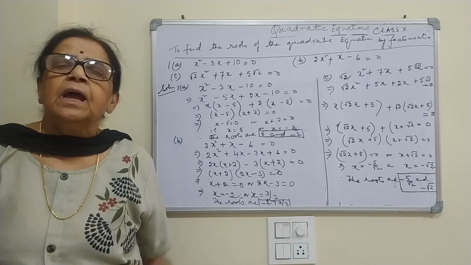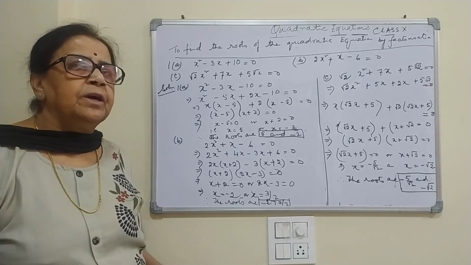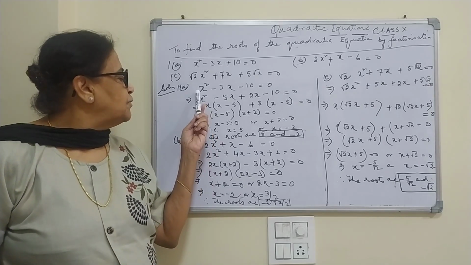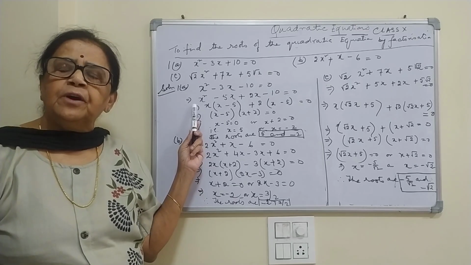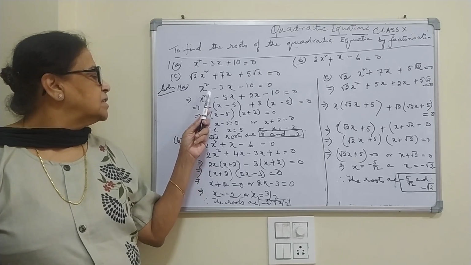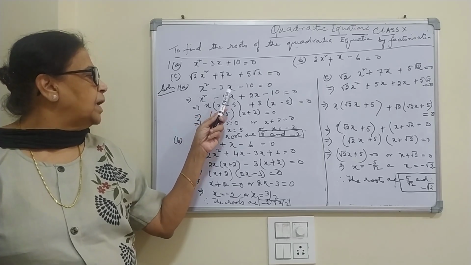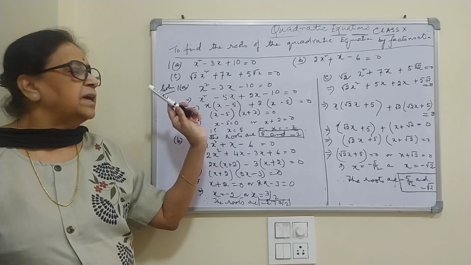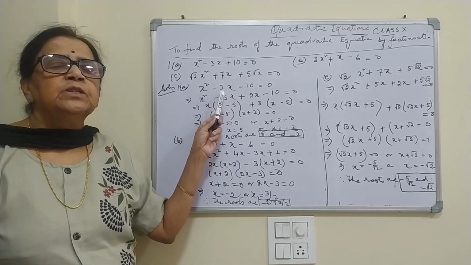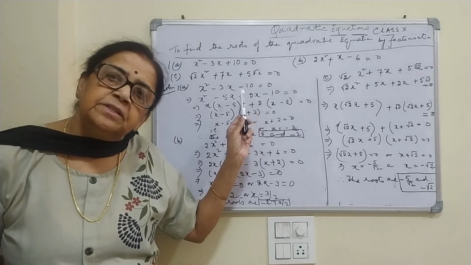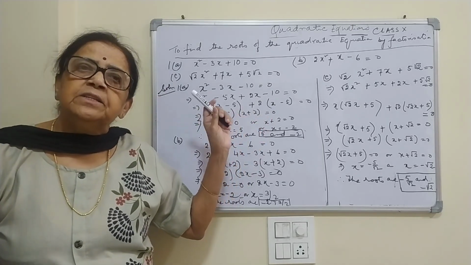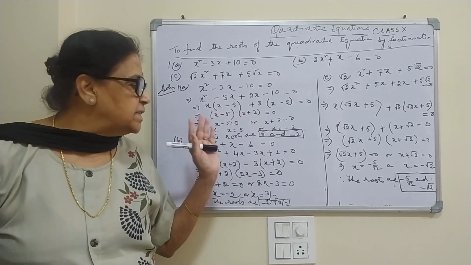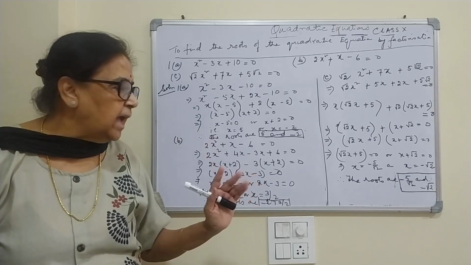Let us check. I put the value 5 here. 5 square is how much? 25. And minus 3 into 5 is 15. And minus 10, that is 25 minus 15 minus 10 is how much? It is 0. Therefore left hand side is equal to right hand side. So these are the solutions. You can check it like that.